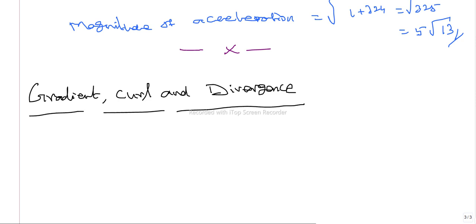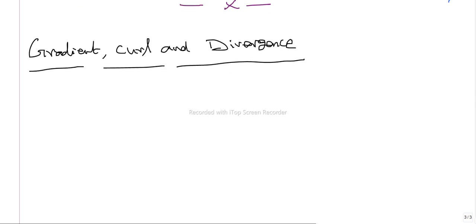So here we have to define what is a scalar valued function and then a vector valued function. First we define what is a scalar point function, and then we define what is a vector point function.